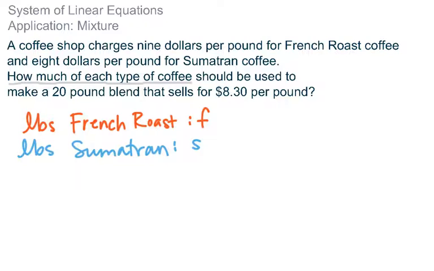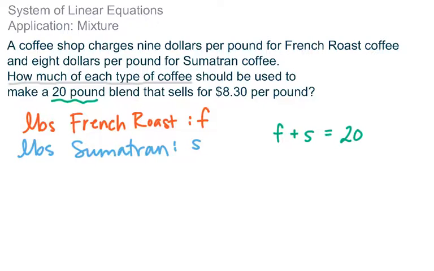So we want to blend or mix the French roast and the Sumatran to make this new blend. And how much of the new blend are we going to want all together? We want a 20-pound blend. So one thing we know is when we're all said and done, that French roast plus the Sumatran needs to equal a total of 20 pounds, right?